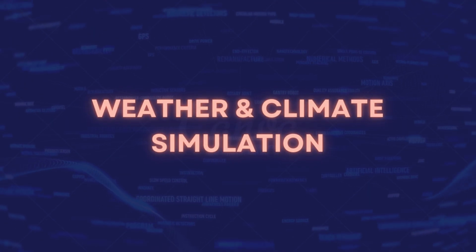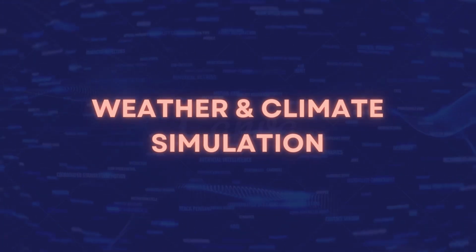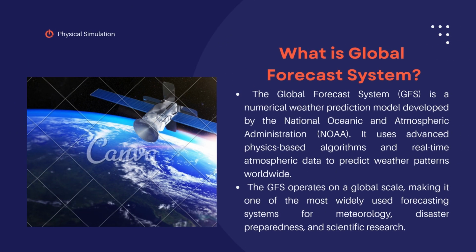The last example for physical simulation is weather and climate simulation. An example of weather and climate simulation is the Global Forecast System. What is the Global Forecast System? The Global Forecast System, GFS, is a numerical weather prediction model developed by the National Oceanic and Atmospheric Administration (NOAA).